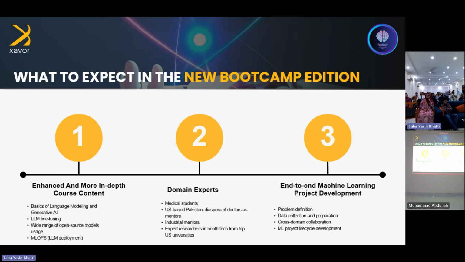Cross-domain collaboration, again. When we come from the IT industry or from the medical industry, we have really different ways of communication, how we talk about our stuff. This is how we are trained. So when we work with people from different domains, we get to know a lot about them. This is one of the most important skills required by AI engineers. And lastly, the entire life cycle of a machine learning project. So all of this would be covered in this bootcamp edition.